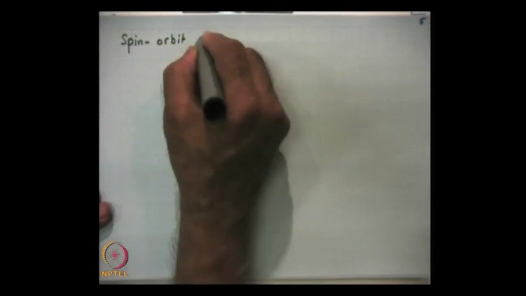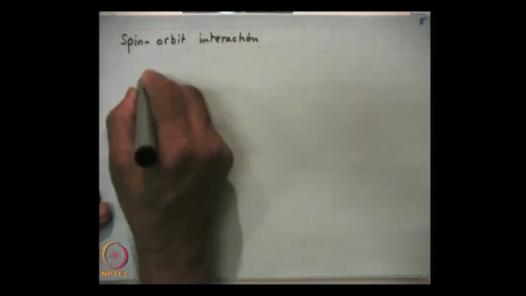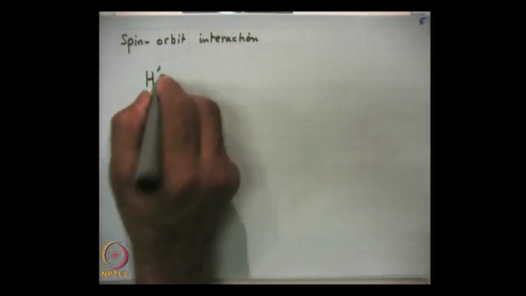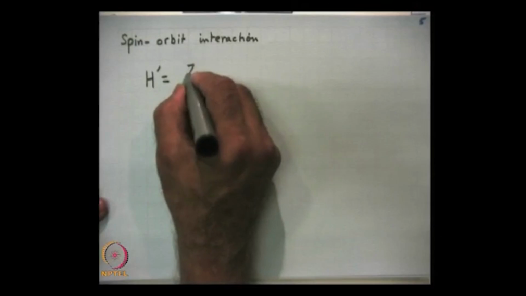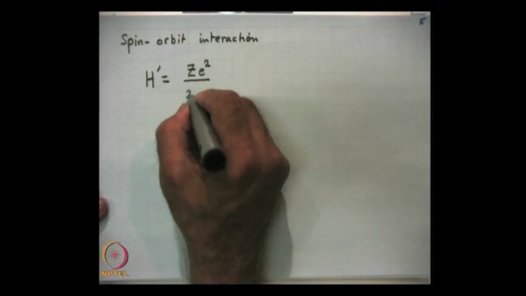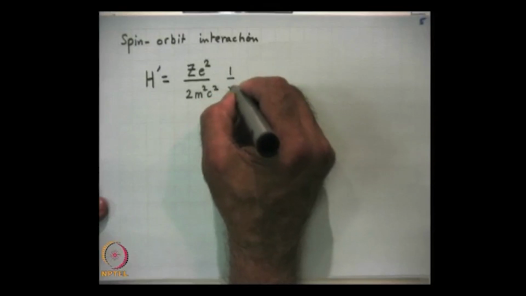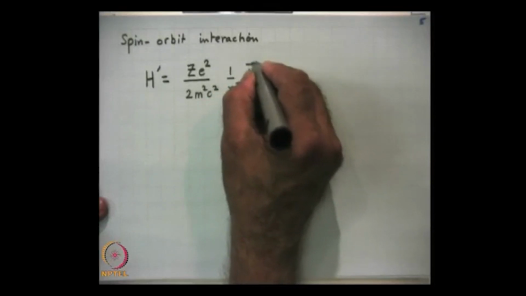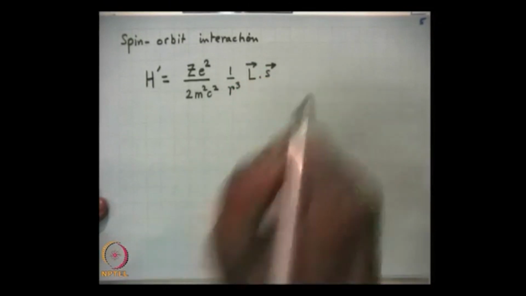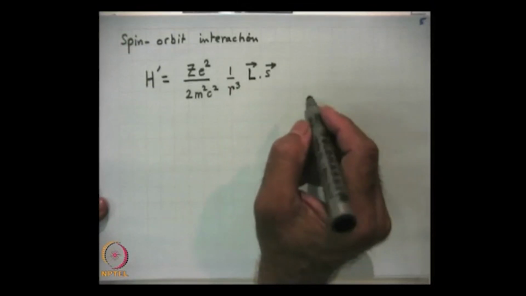We next consider, as I just now mentioned, the spin orbit interaction. Because of that, we have a perturbation term in the Hamiltonian which is proportional to L dot S. In fact, the perturbation term, which comes out automatically from the Dirac equation, is Z e square over 2 m square c square, 1 over r cubed, L dot S vector, where L is the orbital angular momentum vector and S is the spin angular momentum vector.